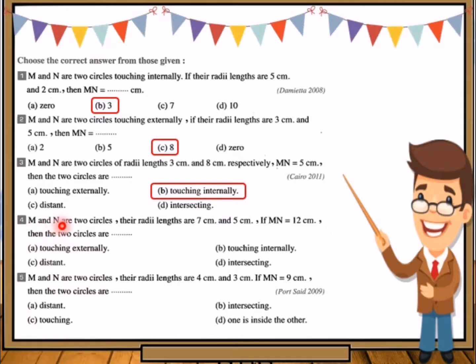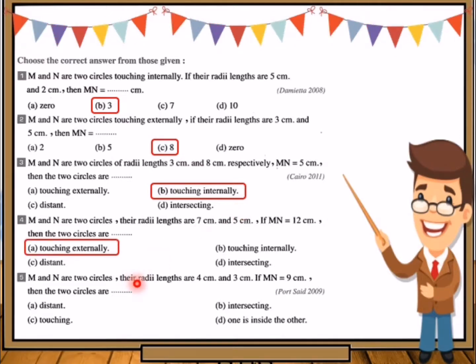Number 4. M and N two circles, radii 7 and 5. MN, the distance between the centers, is 12. So 7 plus 5 equals 12. So the distance equals the sum of radii, case of touching externally.